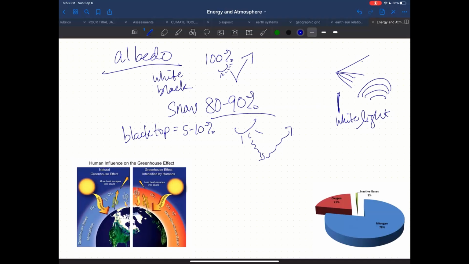So there's albedo in our atmosphere. Clouds have a very high albedo. That's why they appear white to our eyes, because they're reflecting all of the sun's light.